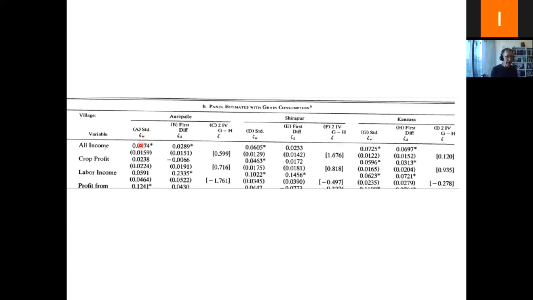Let me answer that in two ways. One, that's sort of what Townsend is doing, right? So what he's looking to see is whether there is some insulation between my consumption and my income. And what he's arguing is that in Aurepalle, Shirapur and Kanzara, it does appear that consumption is mostly insulated from income shocks. Now, there's still a problem here. We can't be sure if this is due to insurance or due to something else. It could be that this is all driven by savings behavior. Actually, savings behavior is really the only good alternative explanation for this, except for econometric issues.